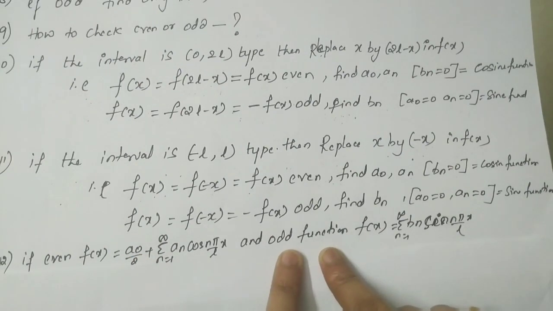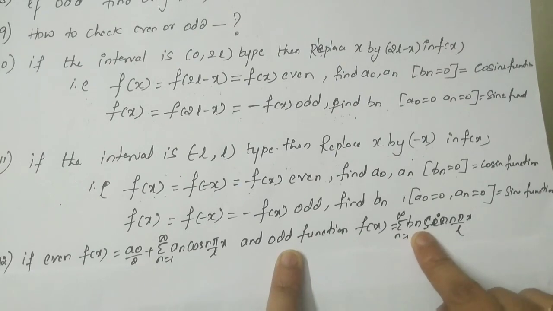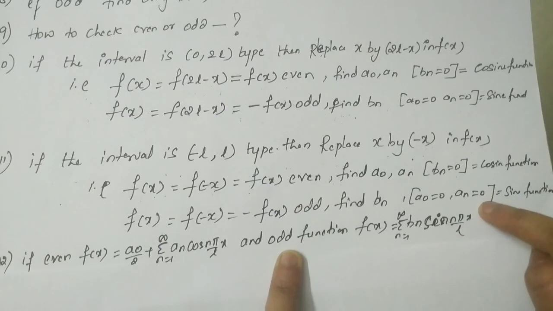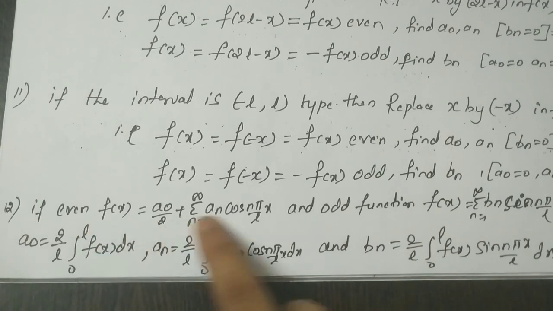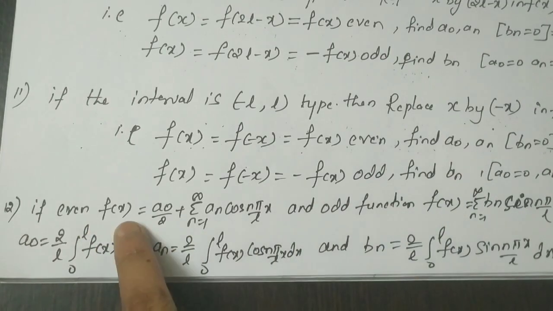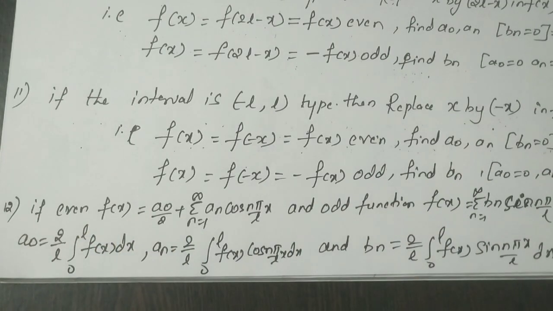And if it is an odd function, you just have to write the Fourier series as bn sine n pi x by l. As we already stated, if it is an odd function, a0 and an will be 0. So the entire Fourier series will be cut down to bn. So once even and odd is done, your formula of Fourier series is reduced. So the formula for a0 and an will also change.